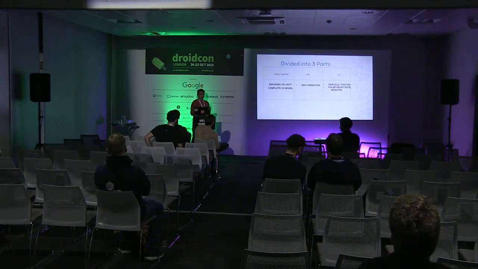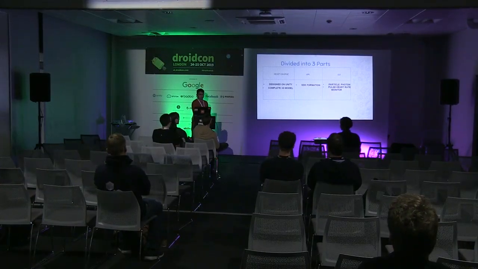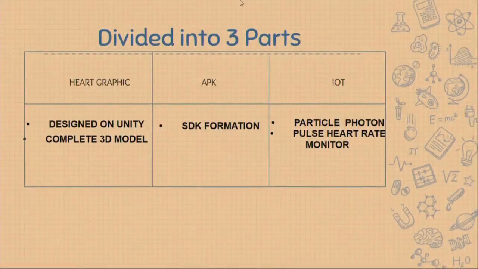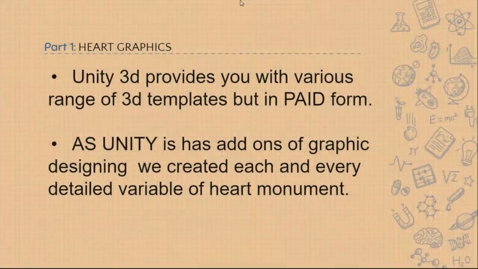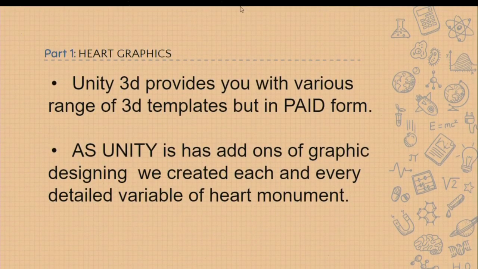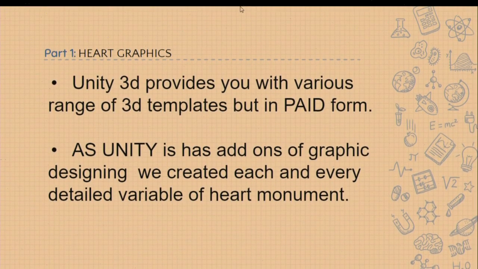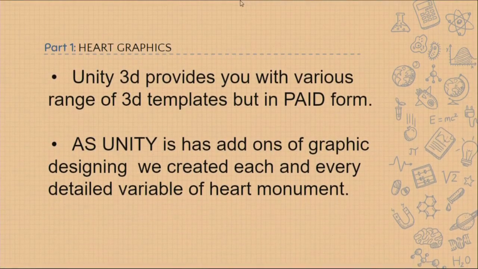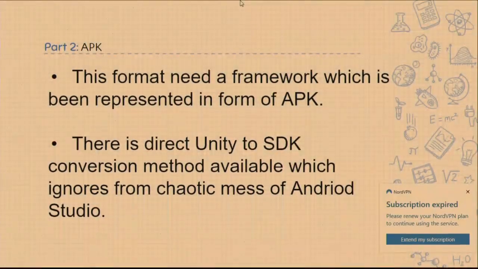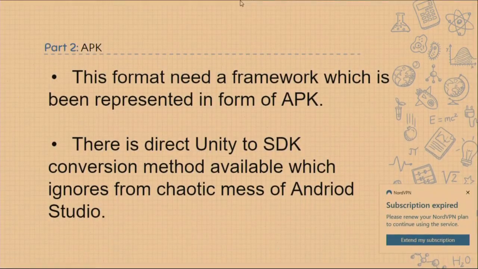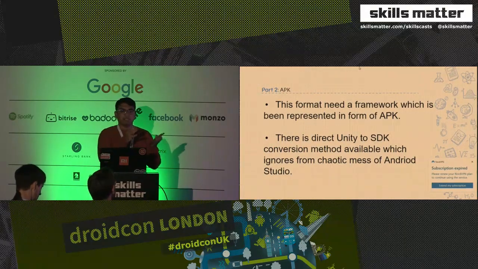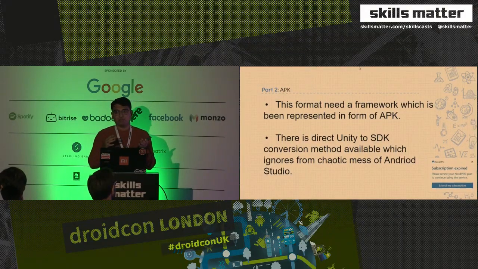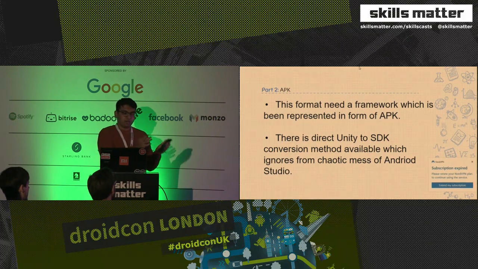It's divided into three parts: heart graphic, APK, and IoT. The heart graphic is designed in the Unity 3D app. In Unity 3D there are many templates available, but they are paid. But the skeleton you saw was made by us. Part two is the APK. Once you make a project in Unity 3D, you don't need to go to Android Studio. You can save your project as an .apk file, and boom, your application is ready.